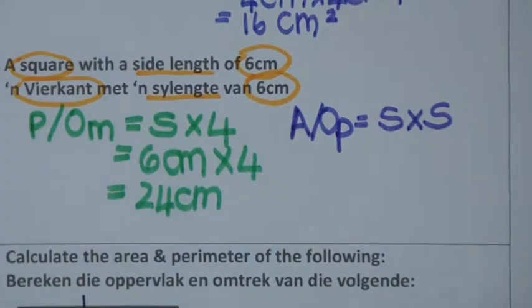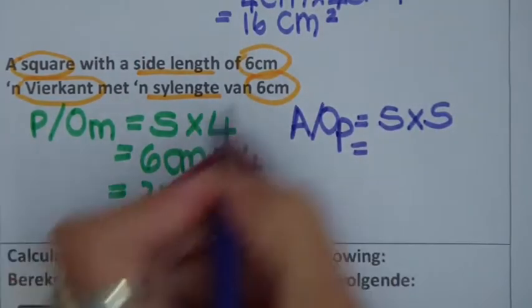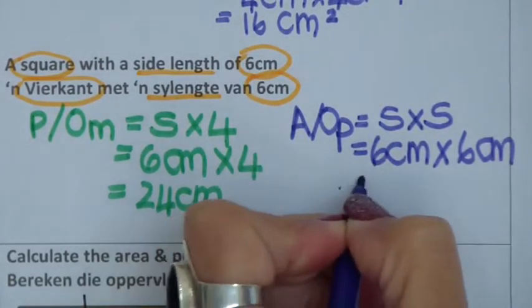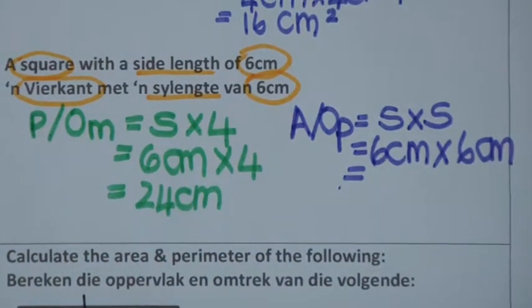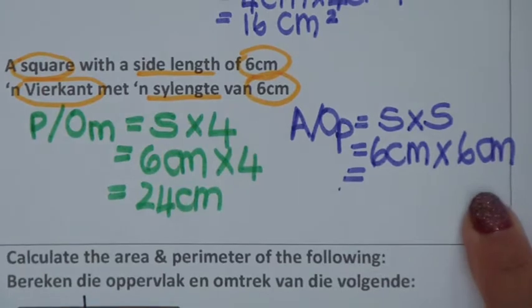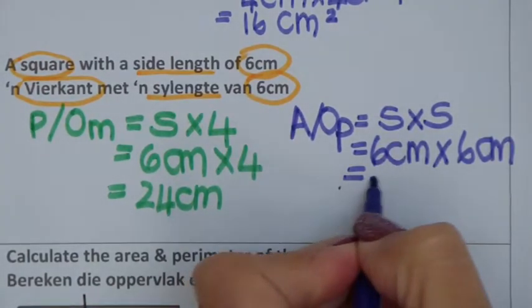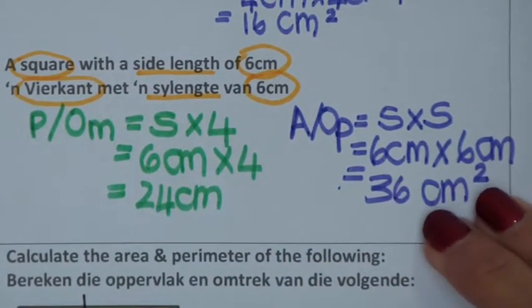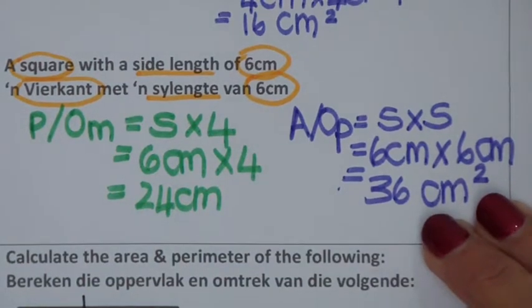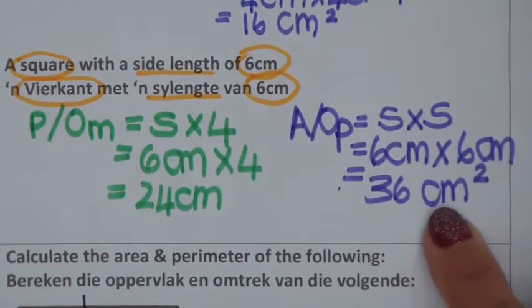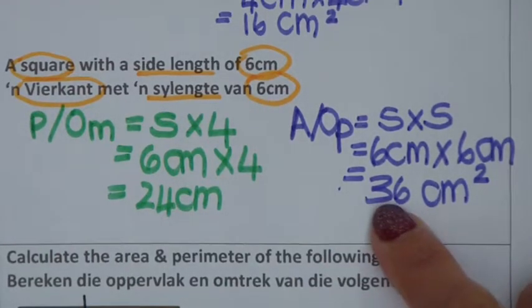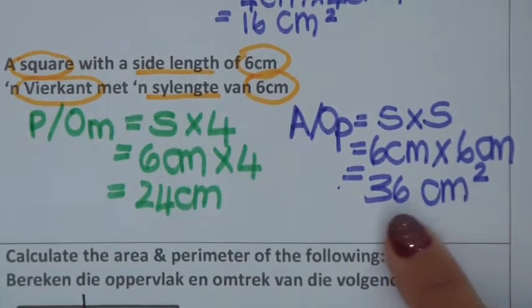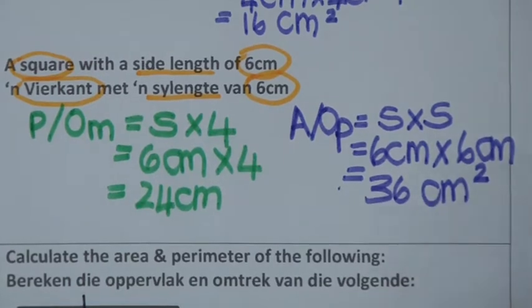Side times side. Okay? My sy lengte is 6 cm, 6 cm times by 6 cm. 6 cm maal 6 cm. And that is equal to 6 times 6. What is that? Yeah, 36. Dit is 36 cm tot die mag 2 of vierkante centimeter. That is equal to 36 centimeters squared. 36 vierkante centimeter.